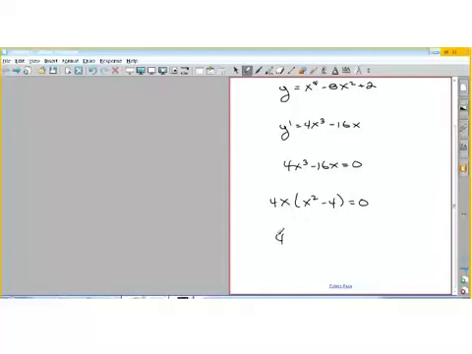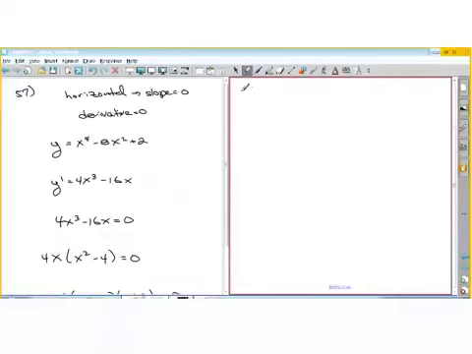And then you factor. Now you can divide by 4 because that's just a constant. So let's get rid of the 4. You can't divide by x because that's the solution. Then you have x minus 2 and x plus 2. So you can see there actually are 3 places where you have a horizontal tangent line. X equals 0, x equals 2, and x equals negative 2.